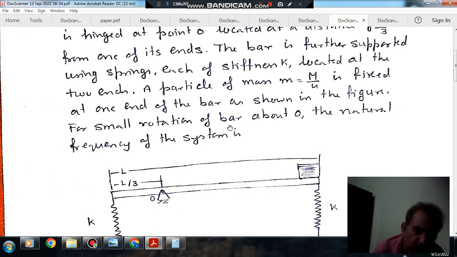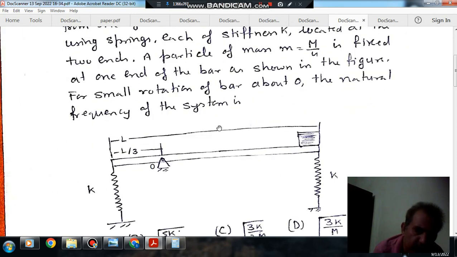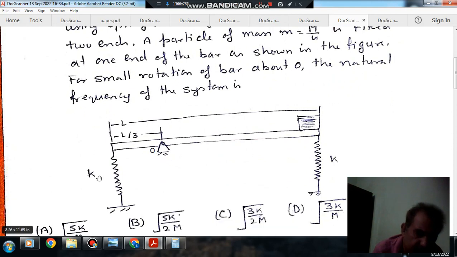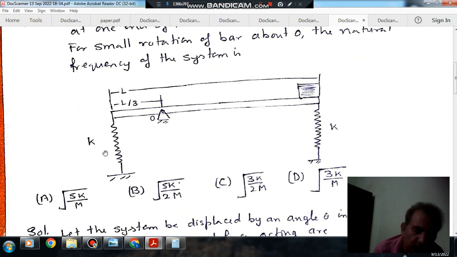For small rotation of the bar about O, the natural frequency of the system is, so this is your system given. This is L by 3, this is L, and this is hinge point O. This is a spring of stiffness K, this is also a spring of stiffness K. So we have to find out the natural frequency.